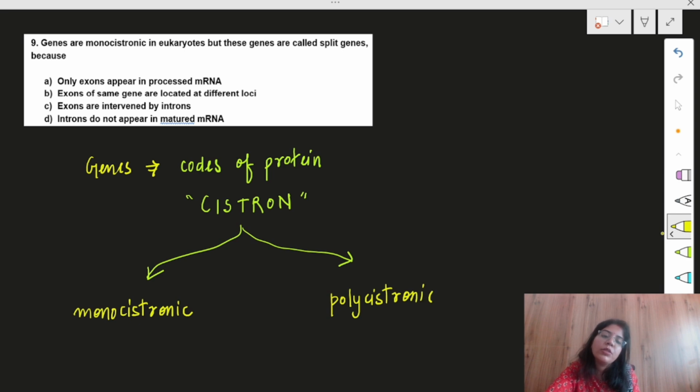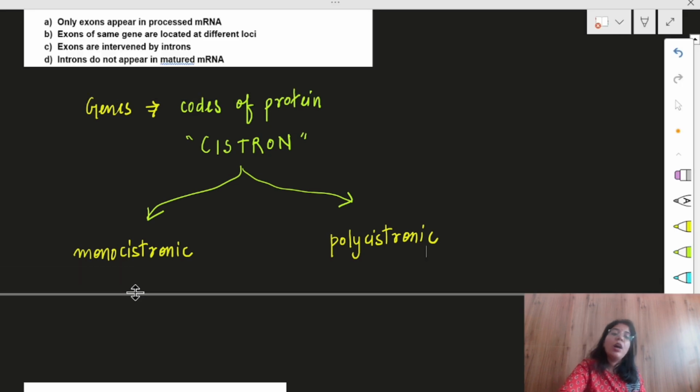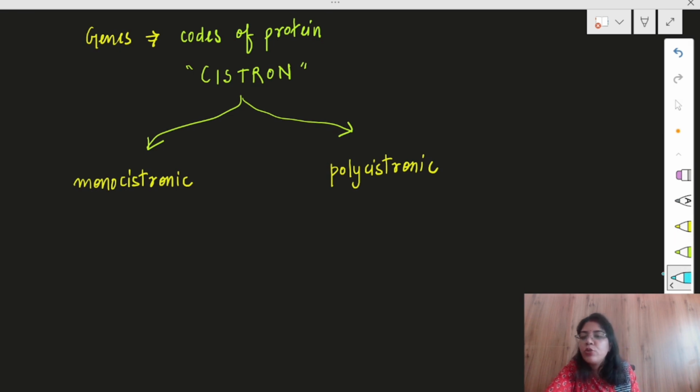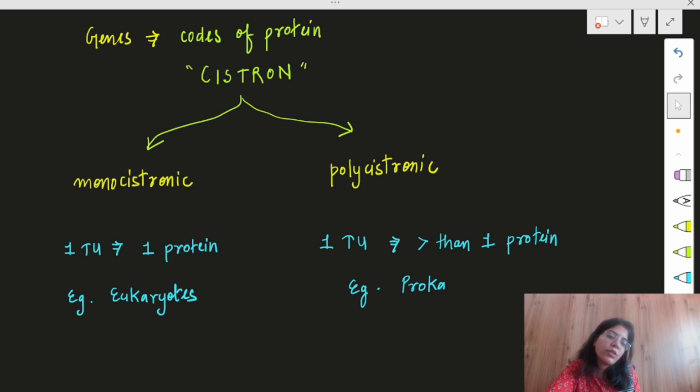What is the meaning of these two terms? Polycistronic and monocistronic tell us how many proteins you can make from a single transcription unit. If one transcription unit gives one protein only, it is called monocistronic, and this happens in eukaryotes. But if from one single transcription unit we are able to make more than one protein, that is called polycistronic, and this happens in prokaryotes.